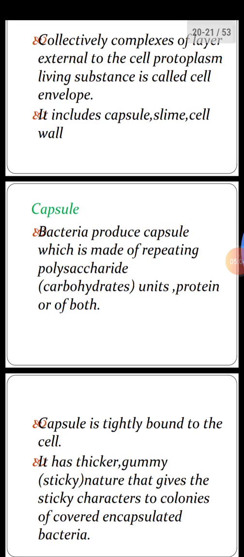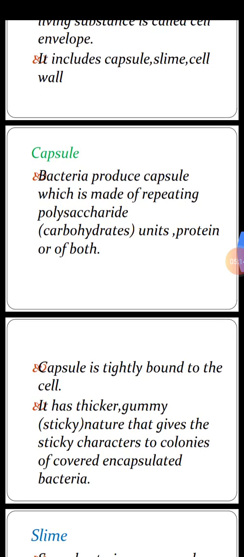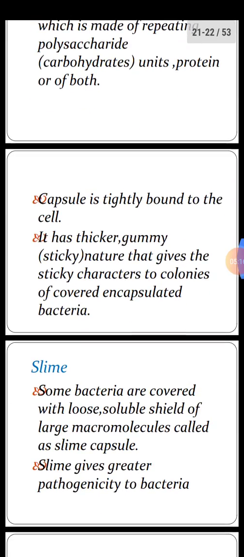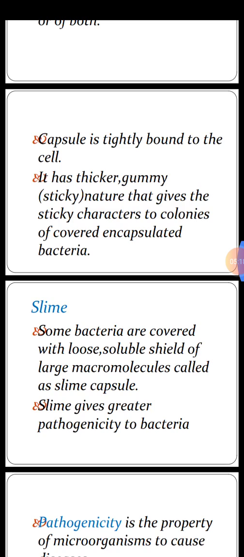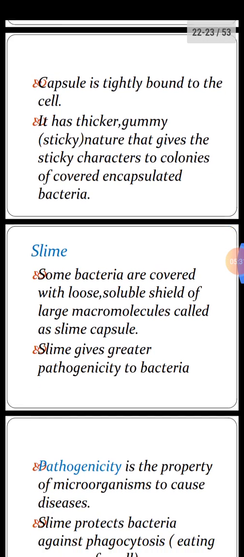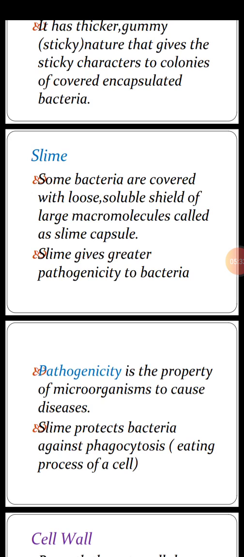Capsule. Bacteria produce a capsule which is made up of repeating carbohydrate polysaccharide units, proteins, or both proteins and carbohydrates. The capsule is tightly bound to the cell. It has a thick, gummy, sticky nature, and it gives sticky characteristics to bacterial colonies covered in a capsule, that is, encapsulated bacteria. Next structure is slime.